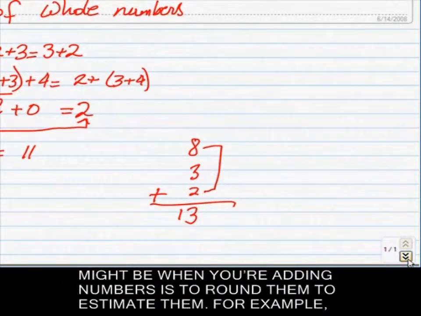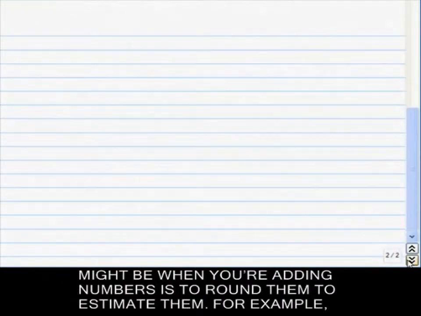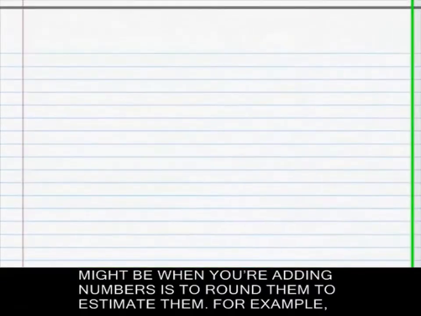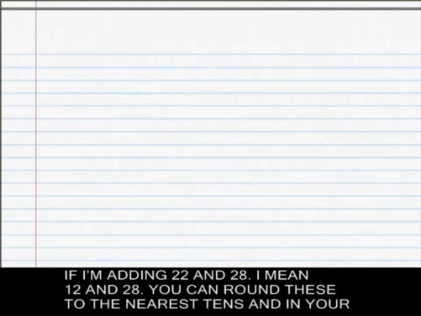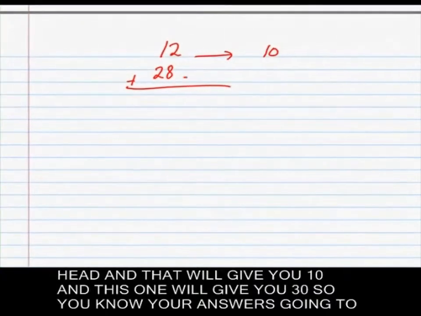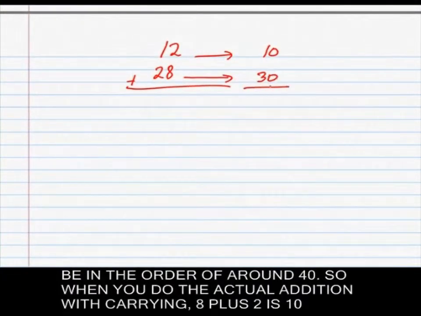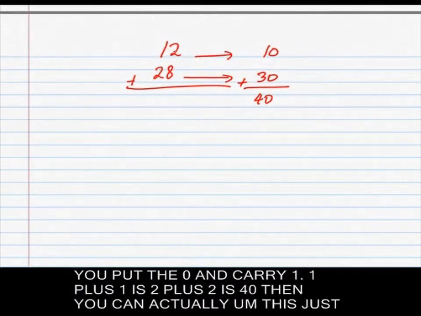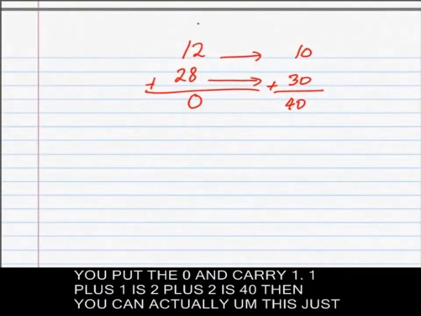Now, the other trick when you're adding numbers is to round them to estimate. For example, if I'm adding 12 and 28, you can round these to the nearest tens in your head, and that will give you 10, and this one will give you 30. So you know your answer is going to be around 40. So when you do the actual addition with carrying, 8 plus 2 is 10. You put the 0 and carry 1. 1 plus 1 is 2, plus 2 is 40.